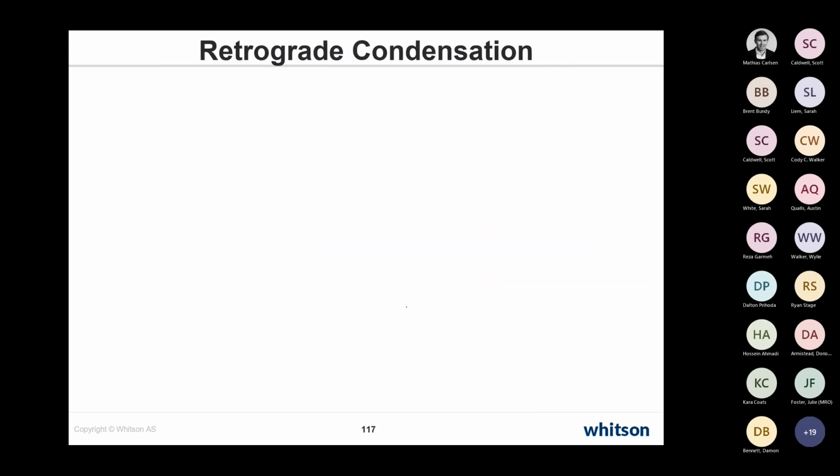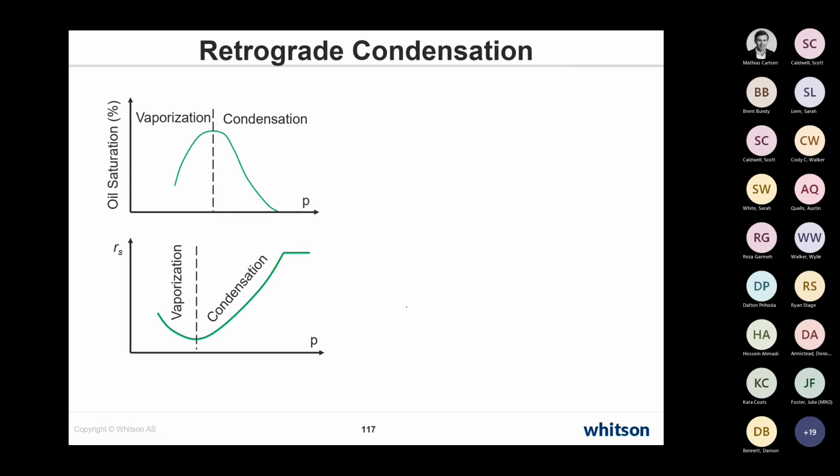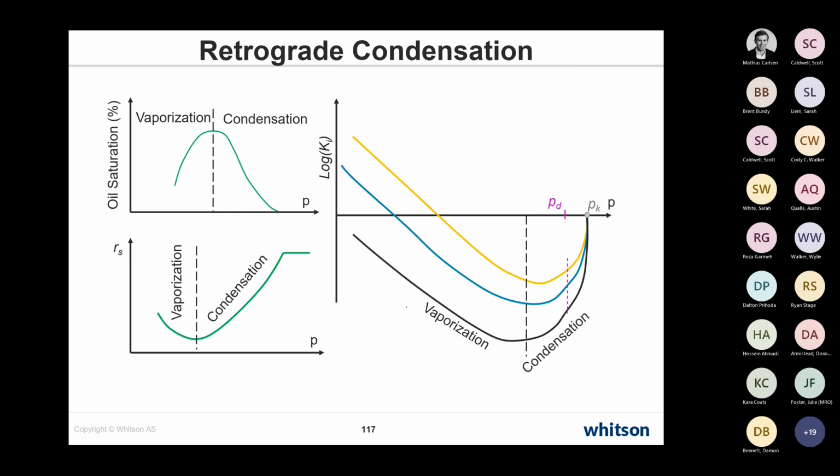And this is a little bit complicated. However, if you understand these K values and how they change as a function of pressure, that's essentially why you're seeing these non-monotonic liquid dropouts, and also these non-monotonic solution CGR or RV curves in the black oil tables. Okay, so initially, as you go below the dew point, let's say this is the dew point for this particular fluid.